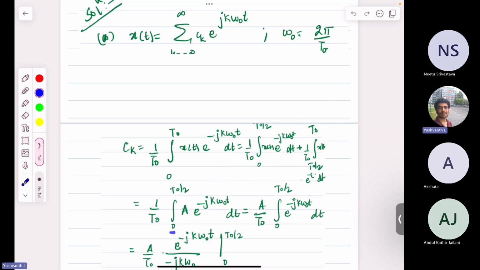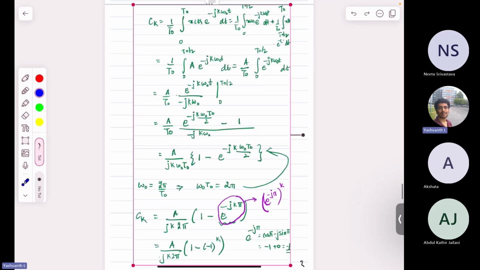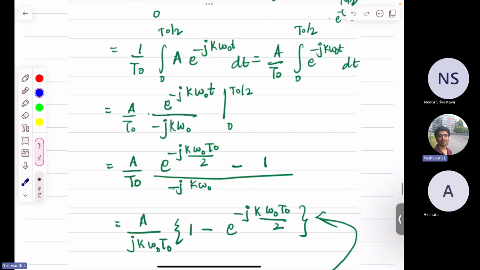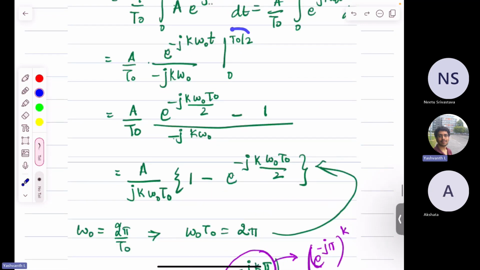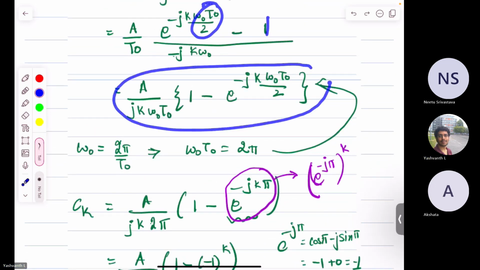1 by t naught, integral 0 to t naught by 2, a times e raised to minus jk omega naught t dt. So a is a constant, put it out, that is a by t naught, and the integral remains. Now just integrate the e power x form. So what is this? E raised to minus jk omega naught t divided by minus jk omega naught. Limits are from 0 to t naught by 2. Now just expand the limits. Okay, so for t naught by 2 you get this, and e power 0 is just 1, and then you can show that you will get something like this.